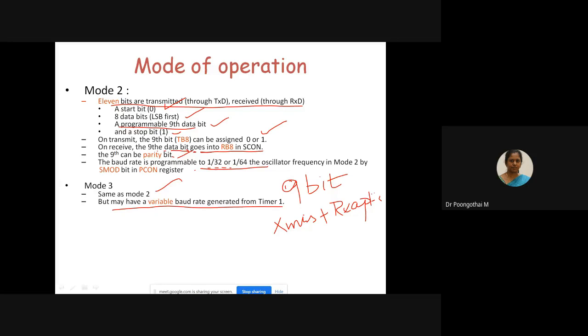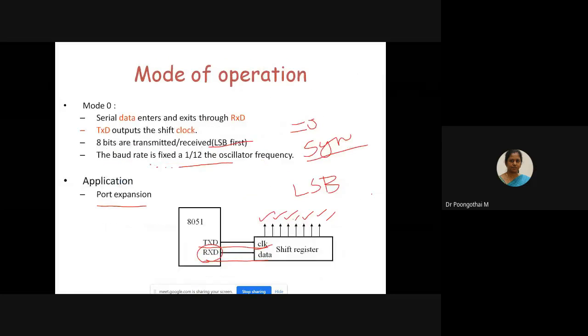So that's all about your modes of operation. We have 4 modes. Mode 0 is a half duplex synchronous mode communication. 8 bits of data are transmitted and received. A single data line can be used for both transmission and reception.